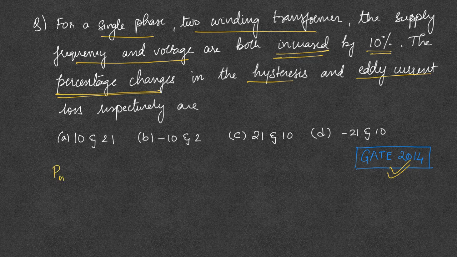So there is a 10% rise in the hysteresis losses and a 21% rise in the eddy current losses. That means the change in hysteresis loss is plus 10 and the change in eddy current losses is plus 21. So this is nothing but option A.